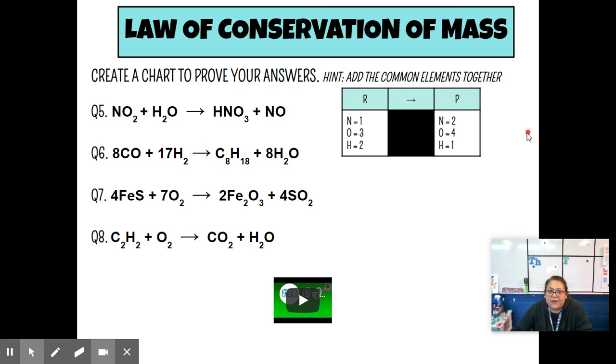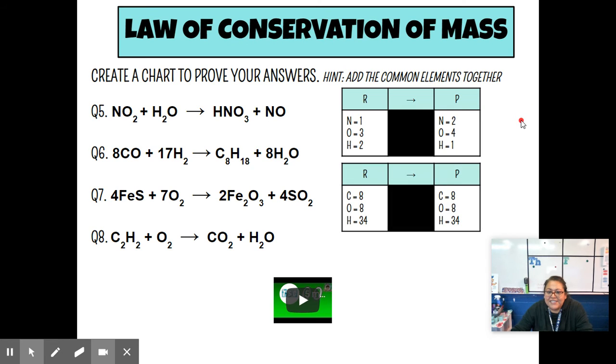All right, so let's check our answers. For question 6, you should have 8 carbon, 8 oxygen, and 34 hydrogen. For our product side, you should have 8 carbon, 8 oxygen, and 34 hydrogen. That's a lot of hydrogen.